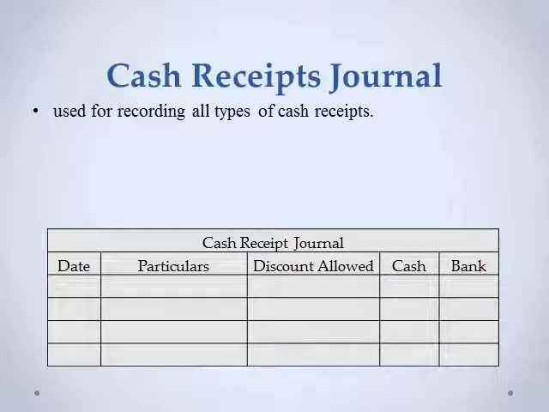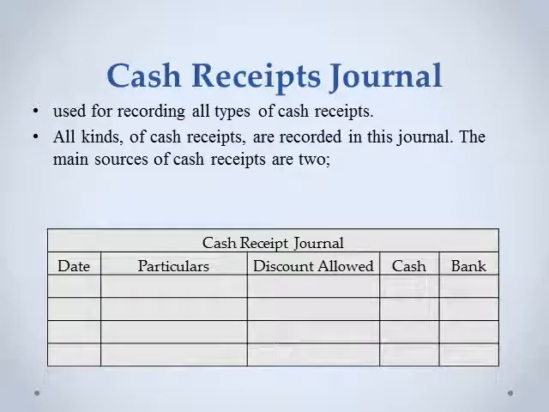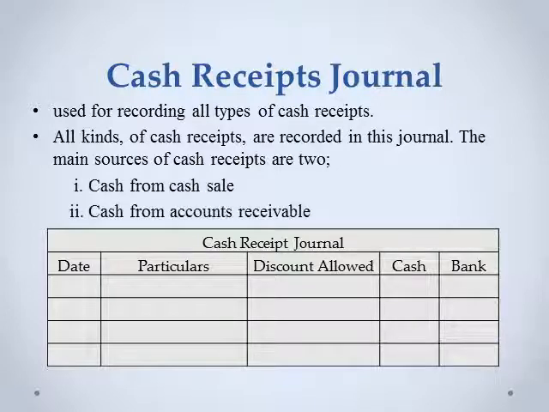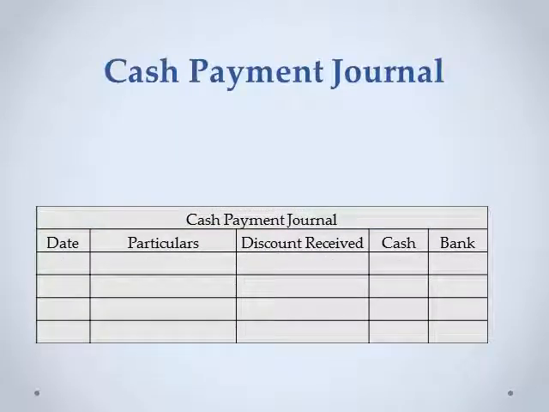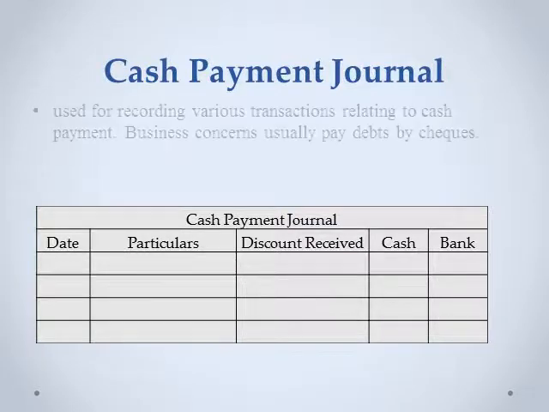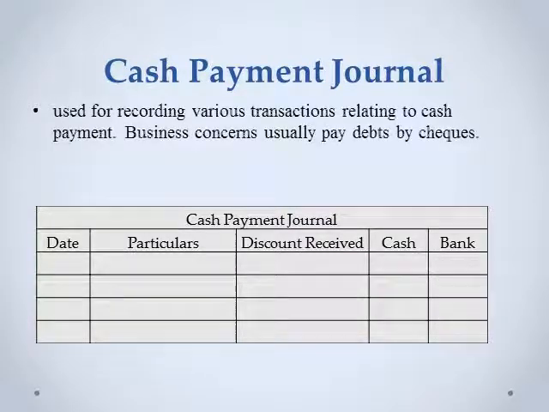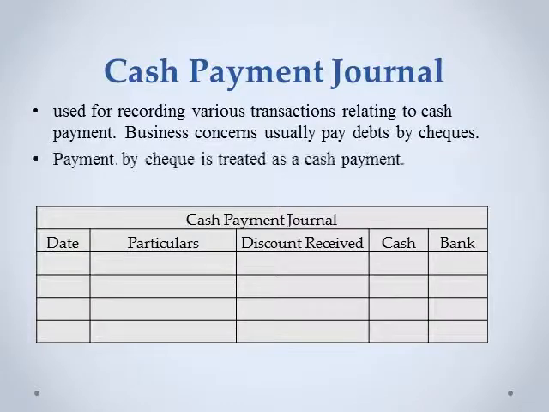Next, the cash receipt journal, used for recording all types of cash receipts. All kinds of cash receipts are recorded in this journal. The main sources of cash receipts are two: cash from cash sales and cash from accounts receivable. The cash payment journal is used for recording various transactions relating to cash payments. Business concerns usually pay debts by checks. Payment by check is treated as a cash payment.